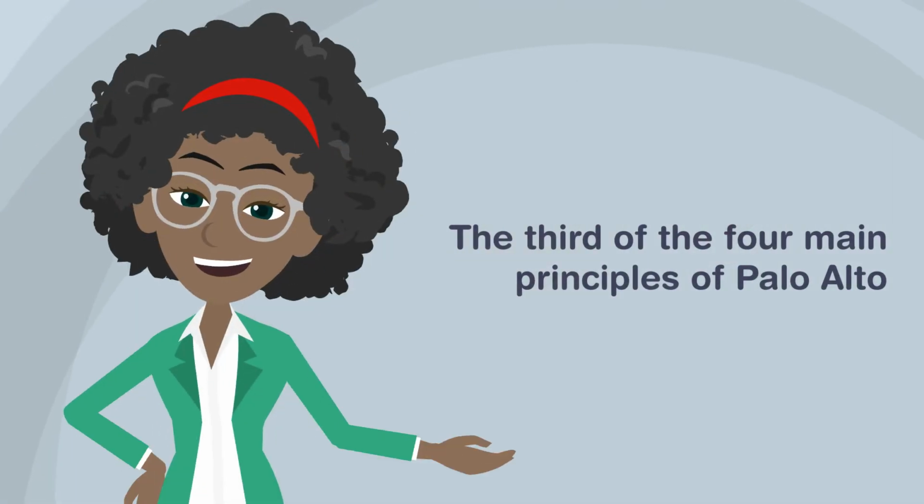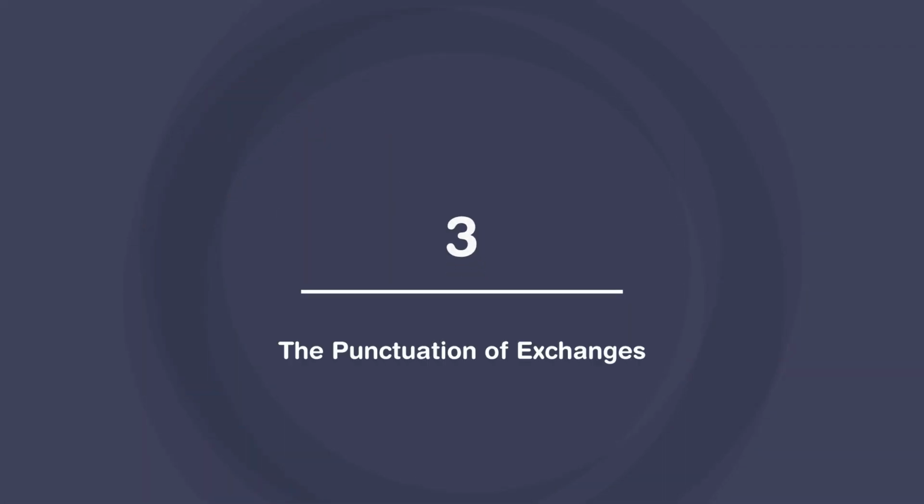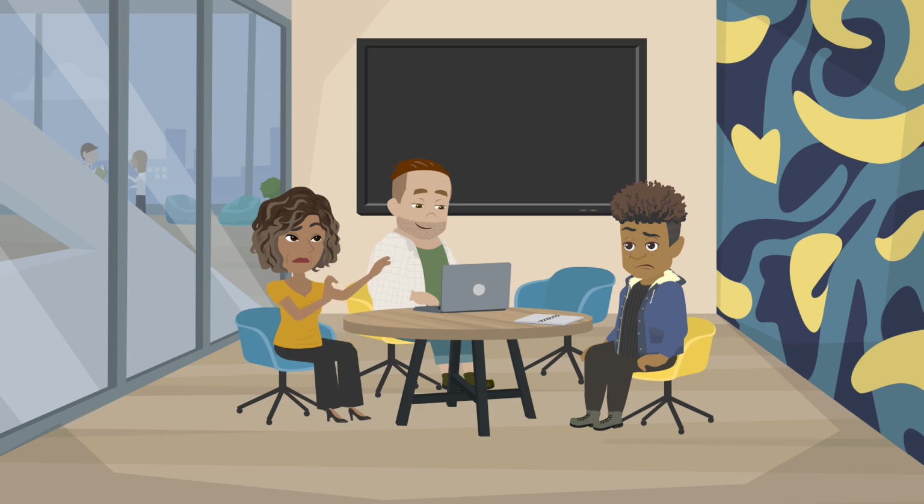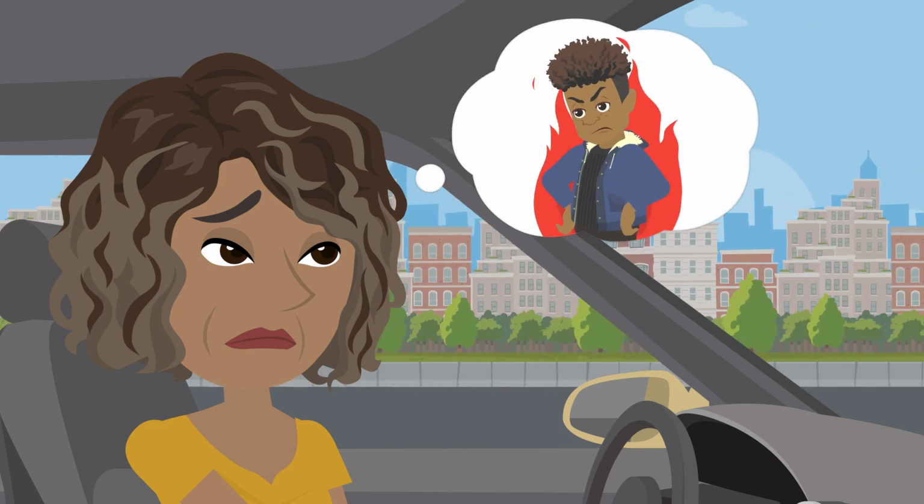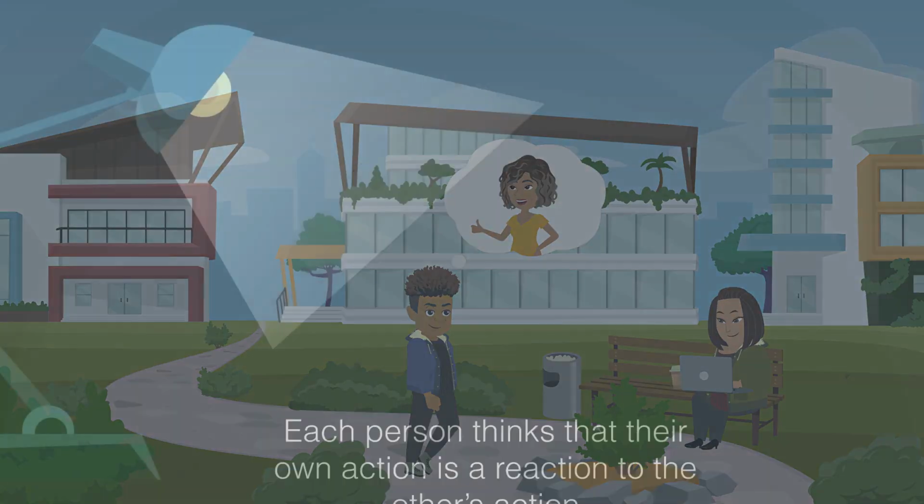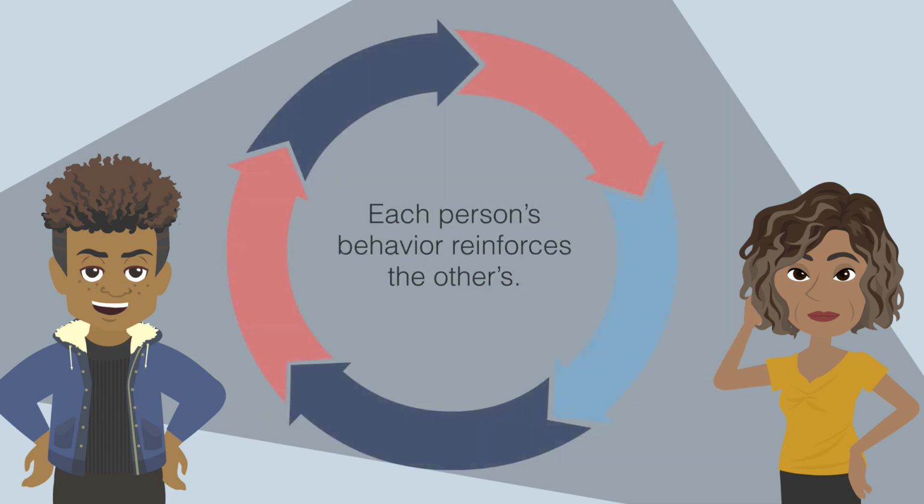And now, here is the third of the four main principles of Palo Alto communication: the punctuation of exchanges. This principle refers to the way individuals interpret and segment communication within an interaction. Each person in a conversation sees and understands the exchange in their own way, influenced by their own perceptions, beliefs, and expectations. As for punctuation, it is the way each person segments and interprets the sequence of events to make sense of the situation. Each person thinks that their own action is a reaction to the other's action, creating a loop where each person's behavior reinforces the other's.